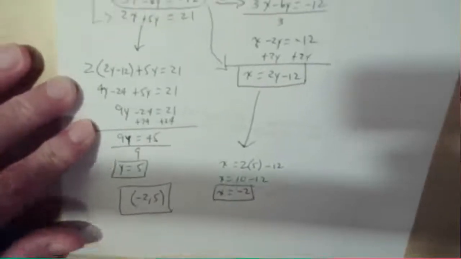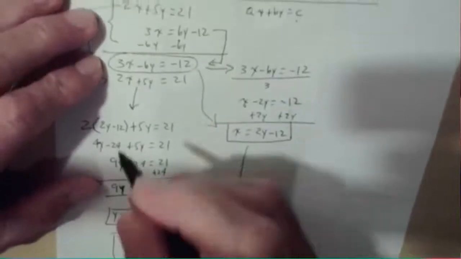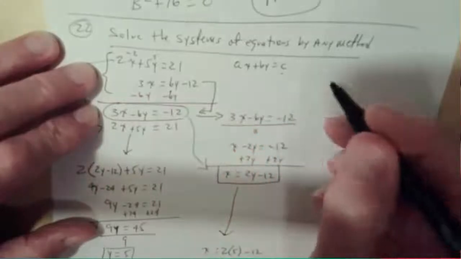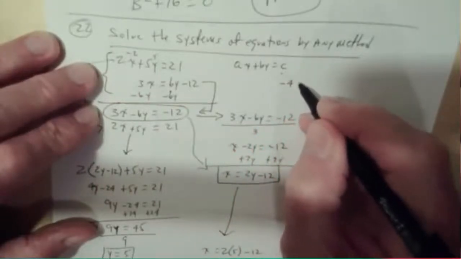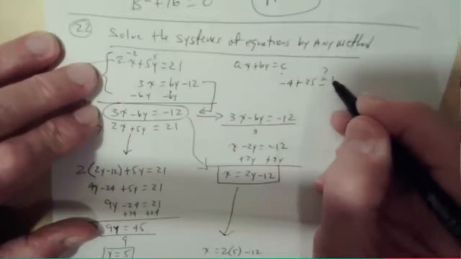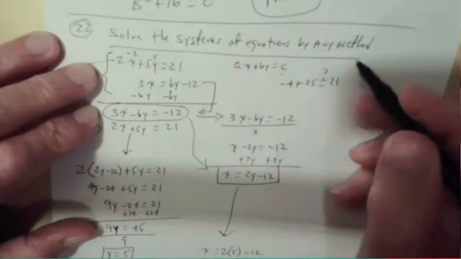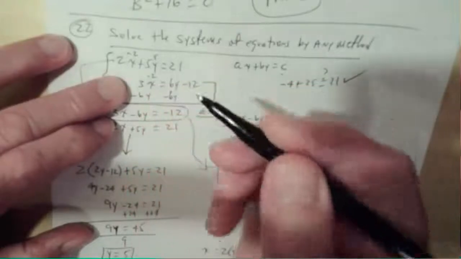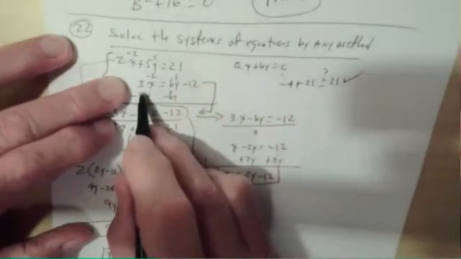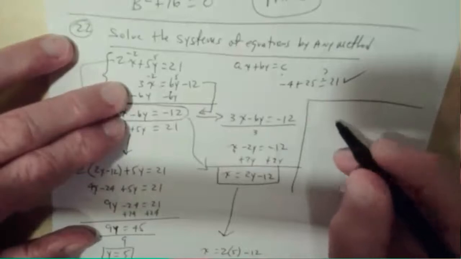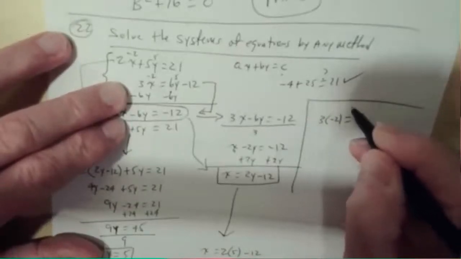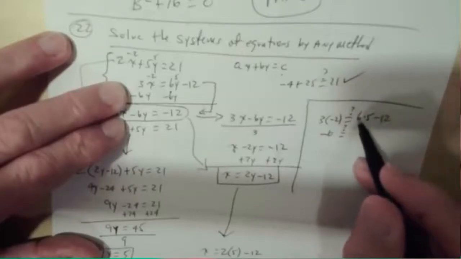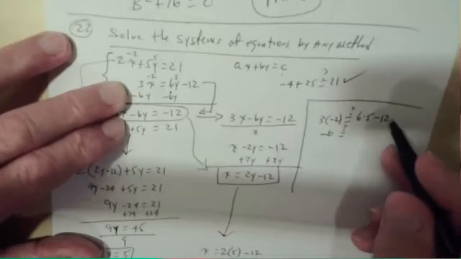And now we really need to plug these back into the original equations. Negative 2 for x and 5 for y. That's negative 4. So we get negative 4 on one side, plus 25. Does that equal 21? Yes, it does. 25 minus 4 is 21, so it works. Now the other one is, remember, it has to work for both of them. Negative 2 for x and 5 for y. So we have here 3 times negative 2. Does that equal 6 times 5 minus 12? This is negative 6. And does that equal 30 minus 12?